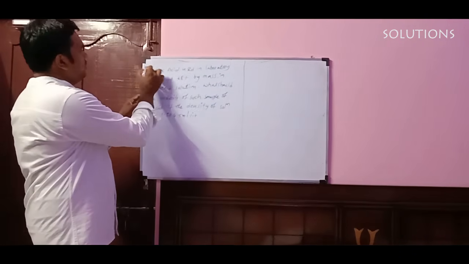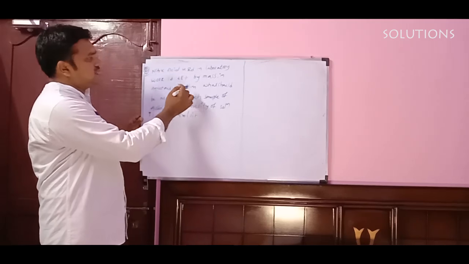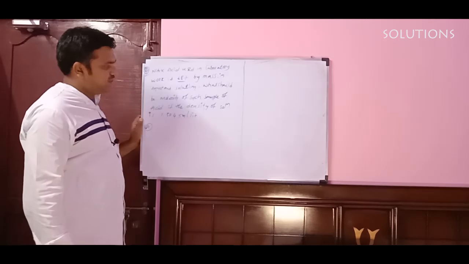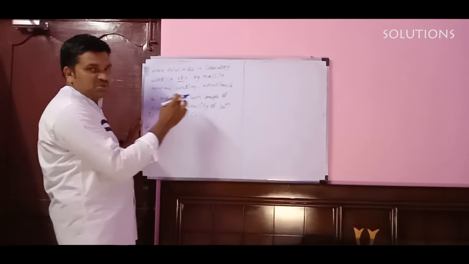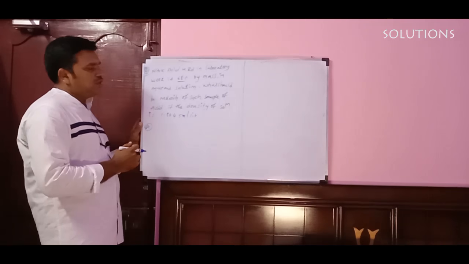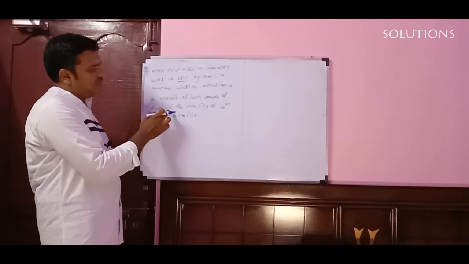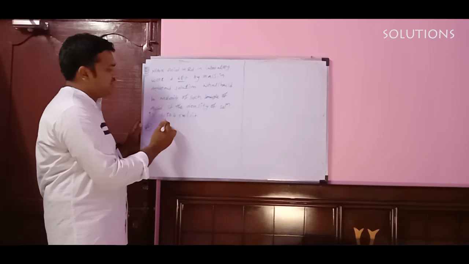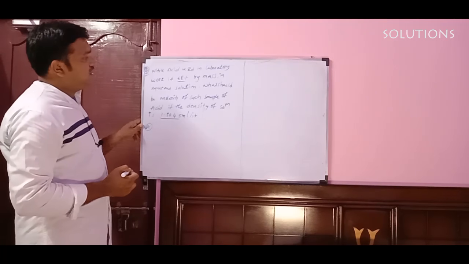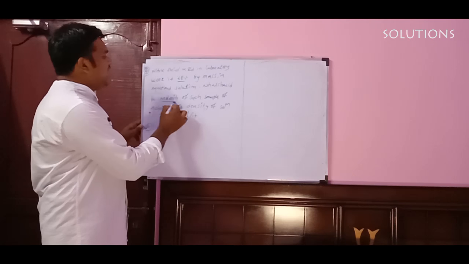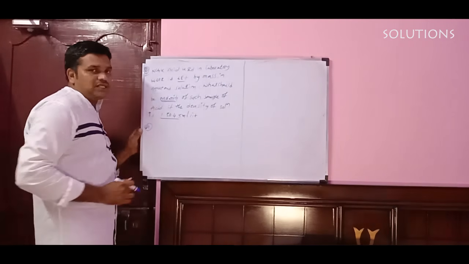See the next question we have. Nitric acid used in laboratory work is 68% by mass in aqueous solution. What should be the molarity of such a sample of acid if the density of the solution is 1.504 gram per liter? Here they are asking the molarity of the solution. They gave weight percent and they gave density also.